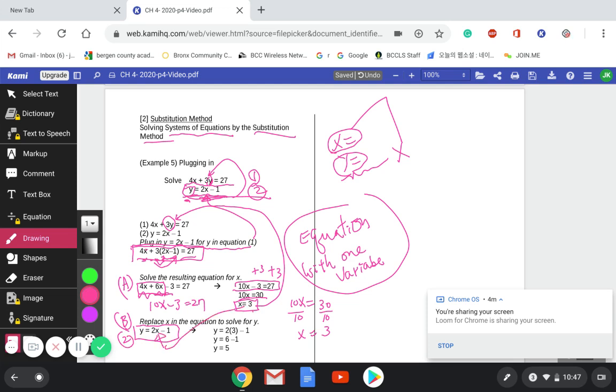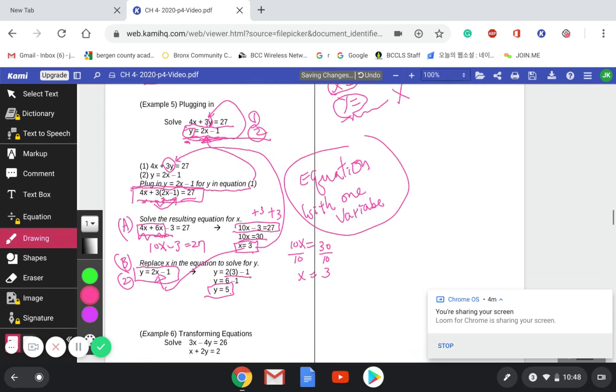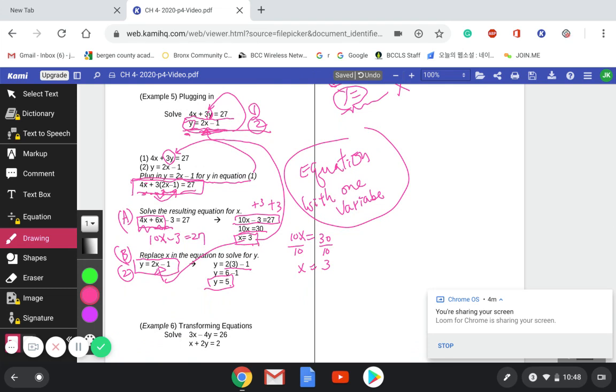If I do that, y equals 2 times 3 minus 1, because x has been replaced with 3. 2 times 3 is 6, and 6 minus 1 is 5. So you get the y value. You have x as 3 and y as 5, so your final answer is (3, 5). In notation, you write the x value first and then the y value.